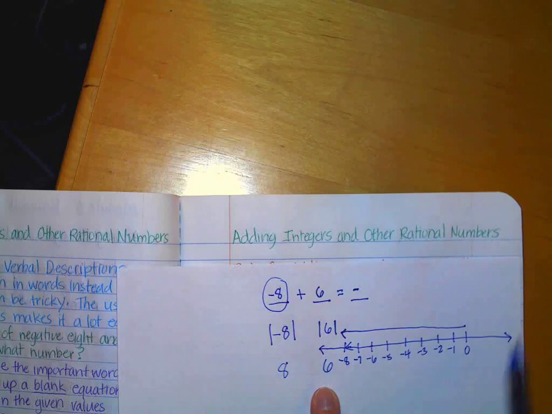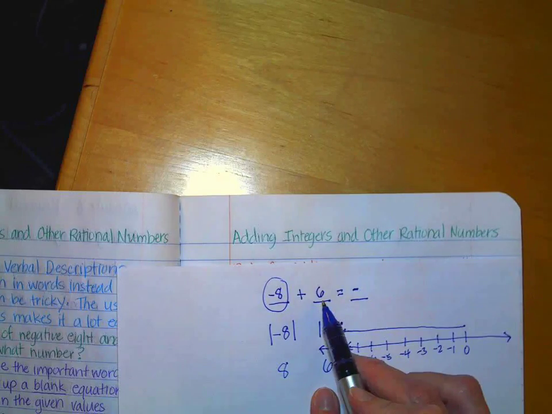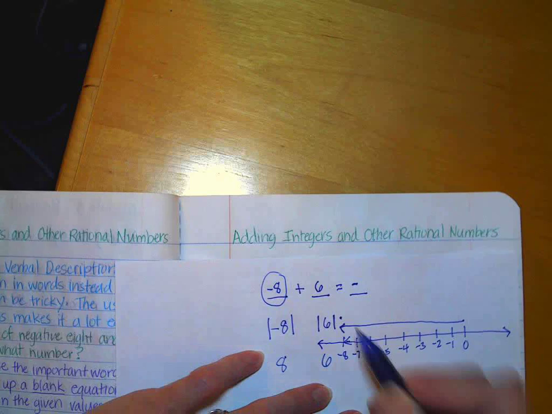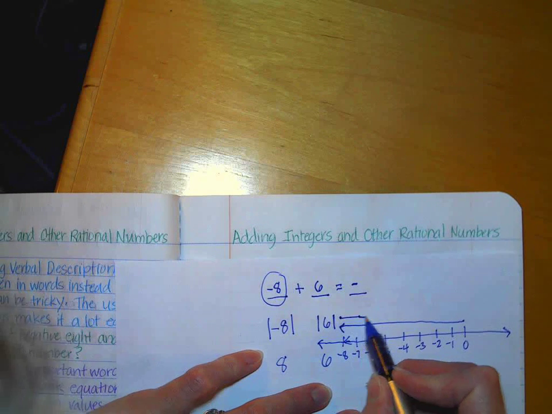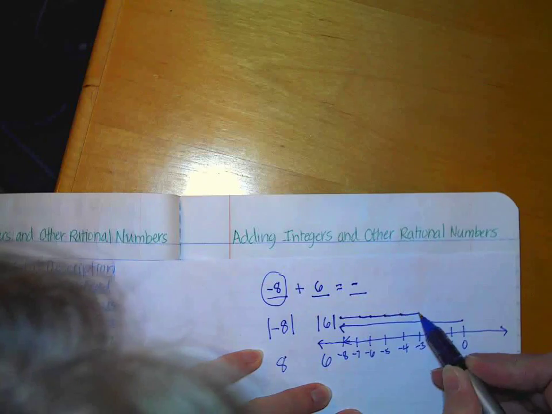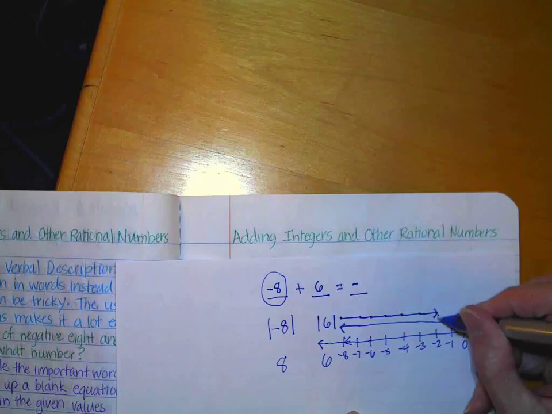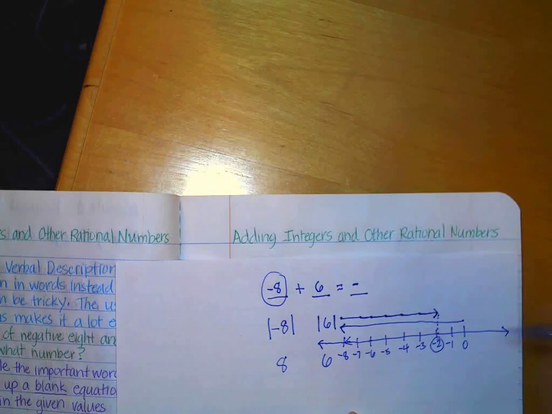Okay, now I'm adding. So adding means that I have to go to the right because you're increasing. And the only way we increase on a number line is to go to the right. So I need to start right where I ended, which was -8, and I'm adding 6. So here I go. Count with me, everybody. 1, 2, 3, 4, 5, 6. And I stop. Okay, where did I stop?